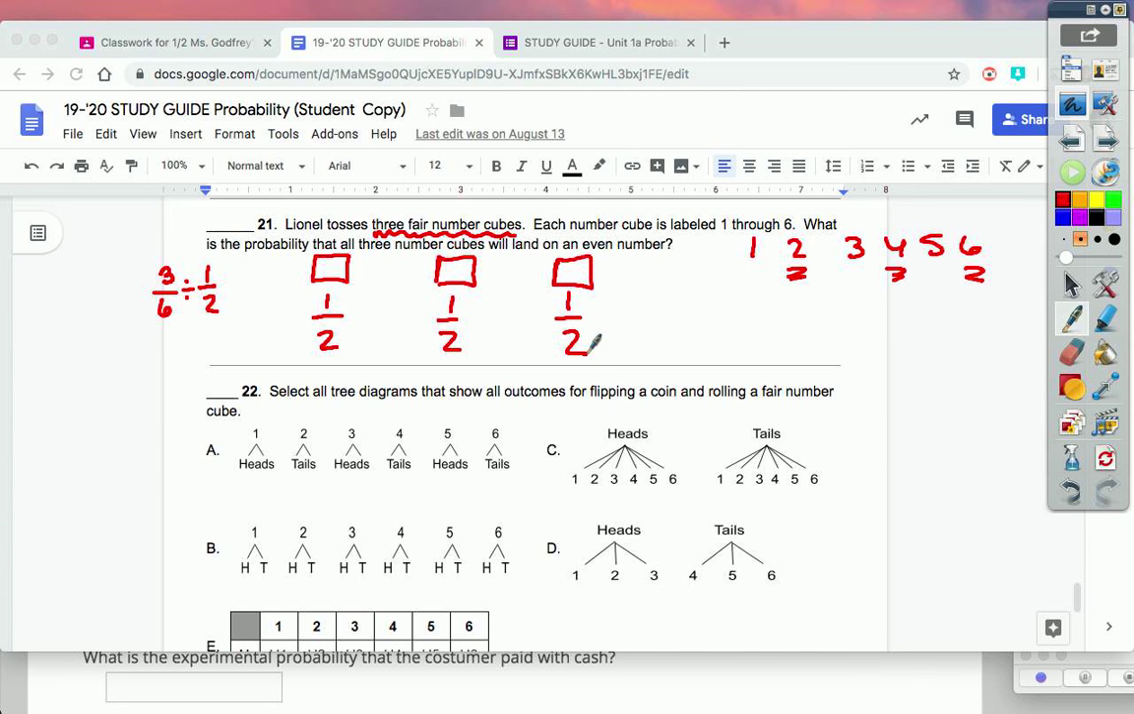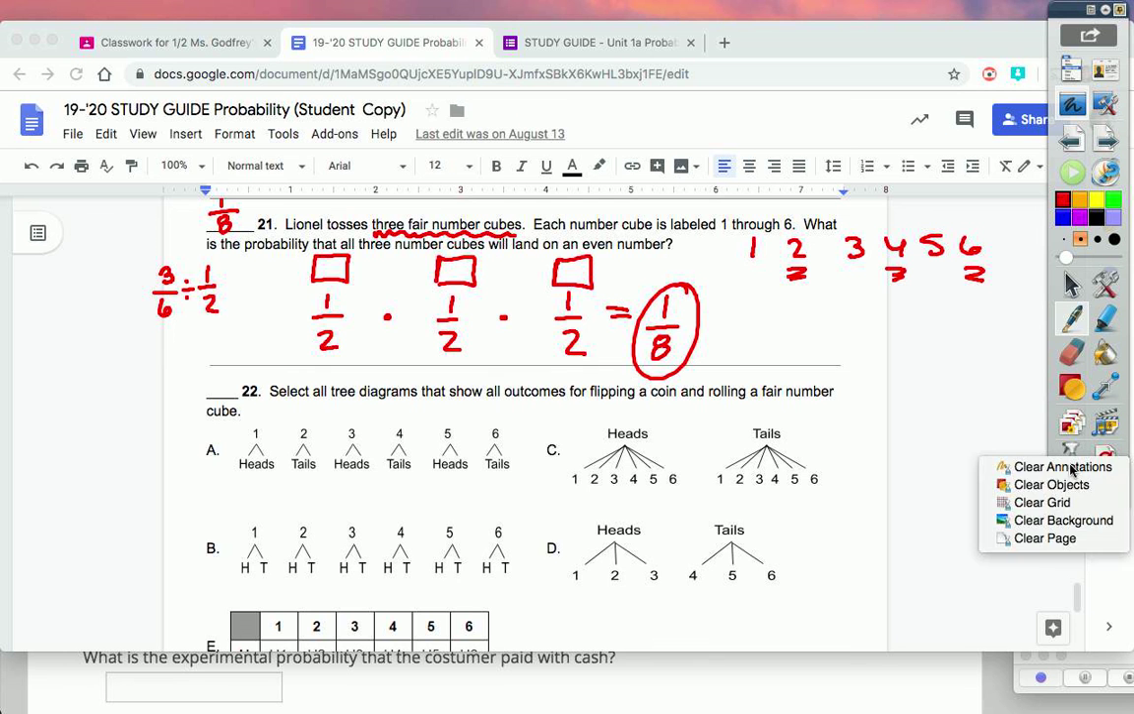These are multiple events, which means that we need to multiply each of the probabilities together. So 1 times 1 times 1 will give us 1. 2 times 2 is 4. 4 times 2 is 8. So our probability that all 3 cubes will land on an even number is 1 out of 8. Your answer here is 1 out of 8. Now you could have said 3/6 times 3/6 times 3/6, but you would have had to reduce. Any questions here?